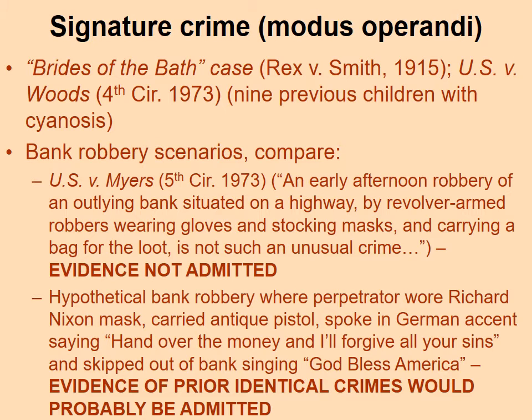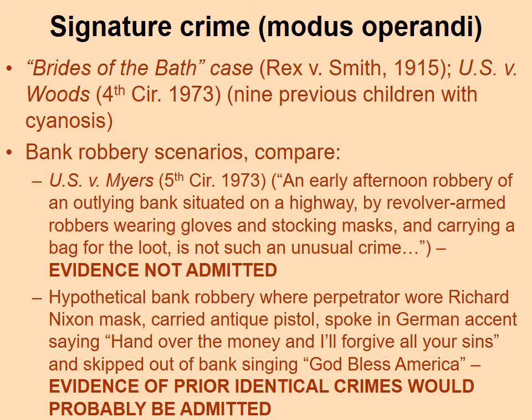It turned out that after that wife died, he also pretended to marry two other women who made out wills leaving him all their money. And they too ended up dead, drowned in the bathtub. So actually, in this Brides of the Bath case that's on the slide, it was in the trial for the first murder that the other two later dead wives' evidence was admitted, and he was found guilty there and hanged.